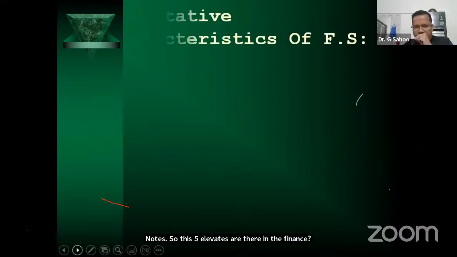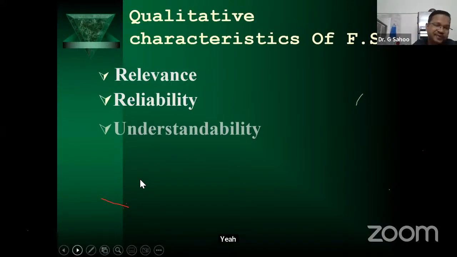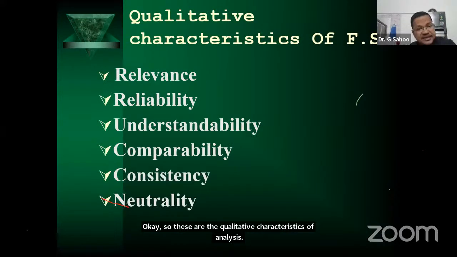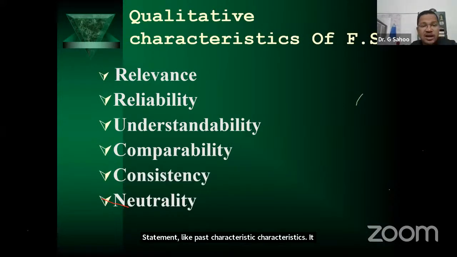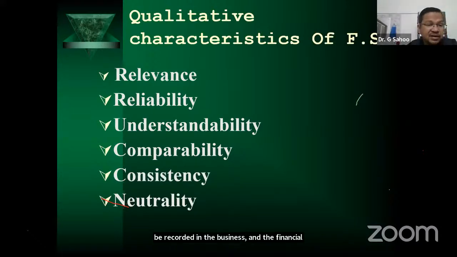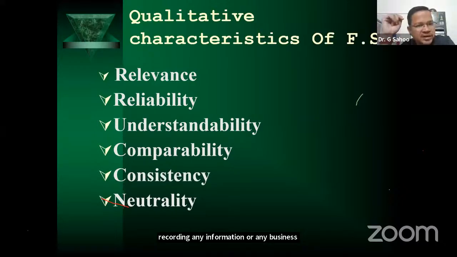Okay. So these are the qualitative characteristics of financial statements. The first characteristic is relevance. That means all the relevant business information or business transactions must be recorded, and the financial statement must contain all the relevant information. That means irrelevant information must be ignored. And the second one is reliability. Whenever we are recording any information or any business activities or any business transactions, we must record with some sort of reliable source.